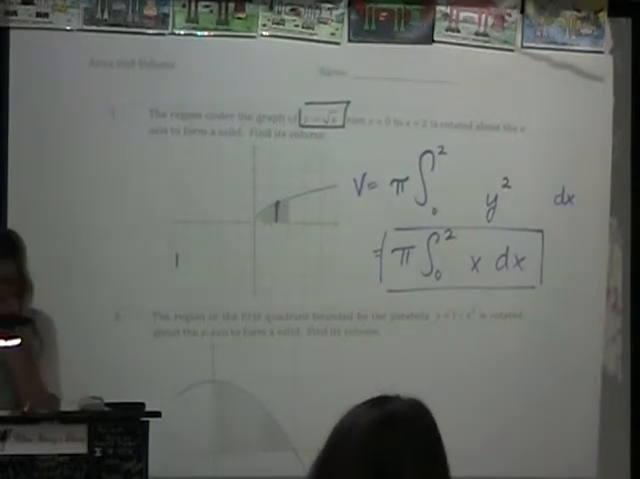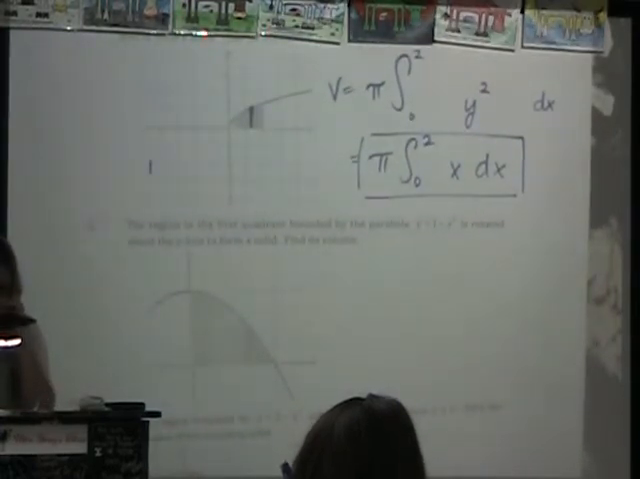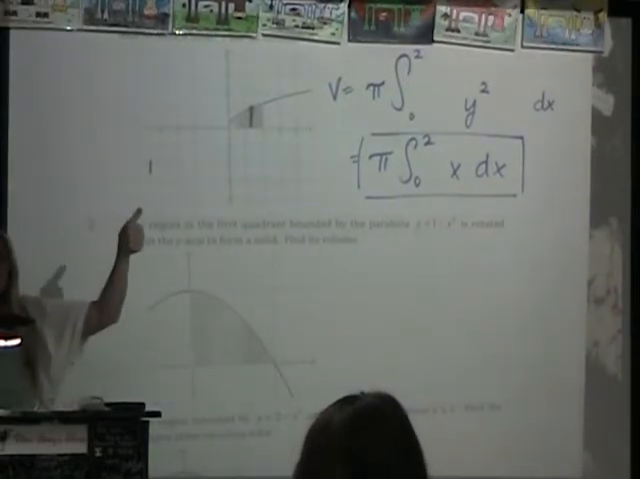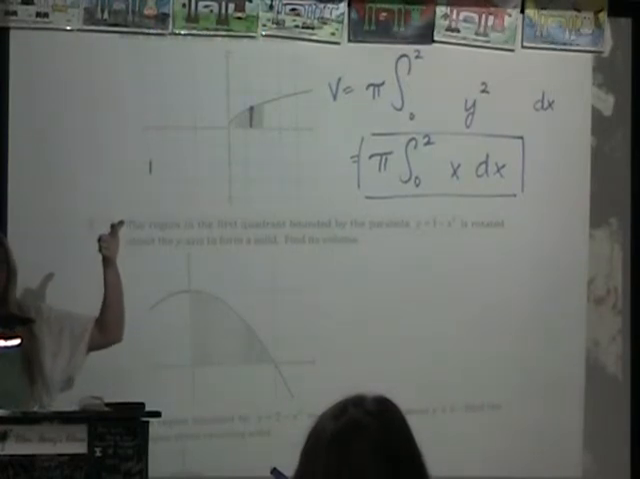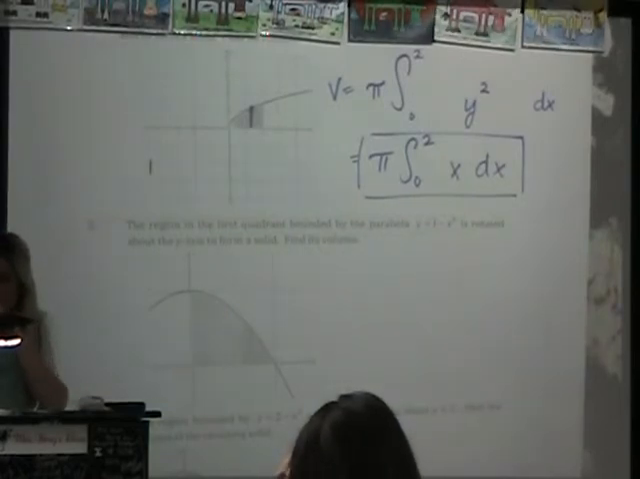All right, let's look at number 2. Number 2 says the region in the first quadrant bounded by the parabola y equals 1 minus x squared is rotated about the y-axis to form a solid. Find its volume. First thing you want to figure out is it a disk problem or a washer problem? This one's still a disk problem, right? So we don't have to worry about subtracting off the hole.